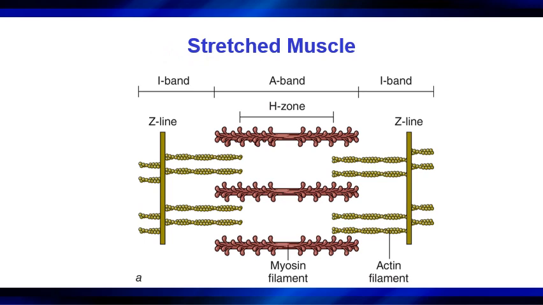So in a stretched muscle, if you think about this, the muscle's now elongated. So it's not shortened, it's elongated. You can see the actin and myosin are pulled apart, a little bit away from each other. The I bands and the H zone are elongated. Now with this, there's low force potential due to the fact that you don't have what's called a cross bridge.